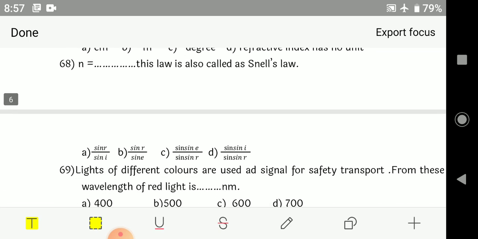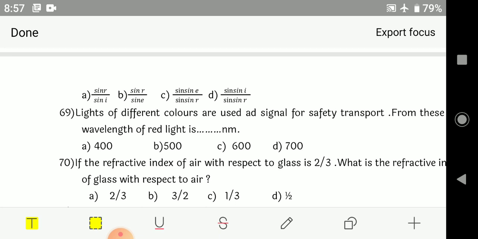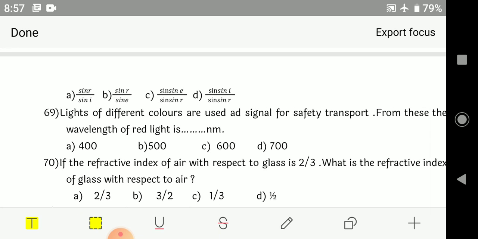N is equal to dash. This law is also called Snell's law. So that is sin i upon sin r. That is option D. Lights of different colors are used as signals for safe transport.